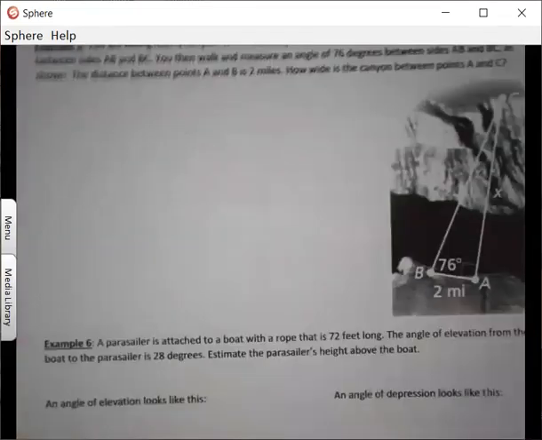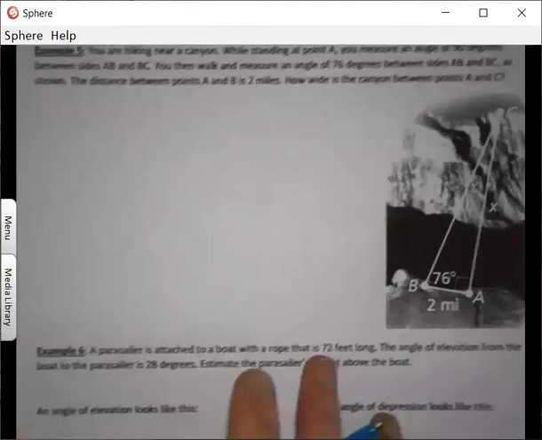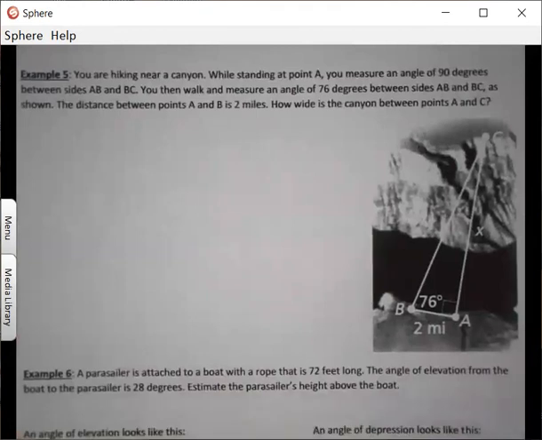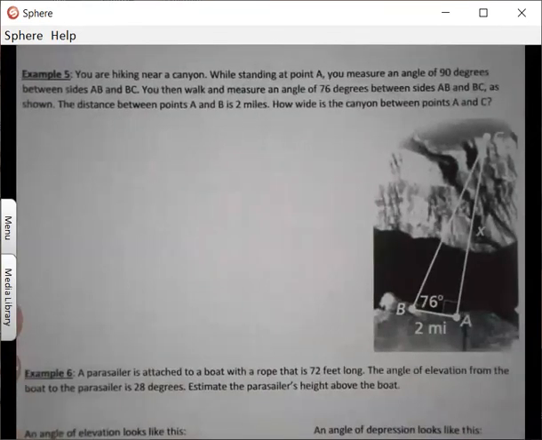Okay, so example 5, we have a word problem, we have a picture with our setup. So it says, you are hiking near a canyon. While standing at point A, you measure an angle of 90 degrees.